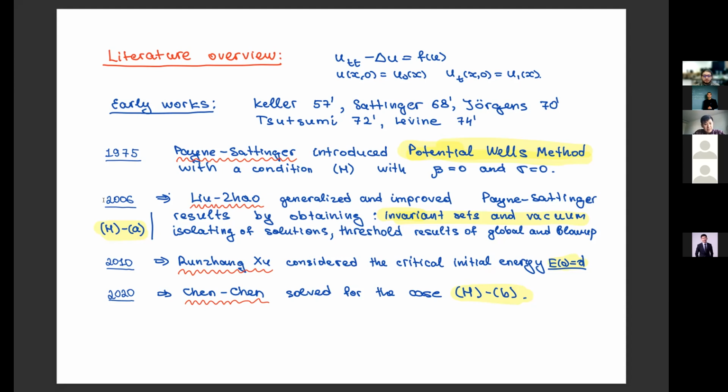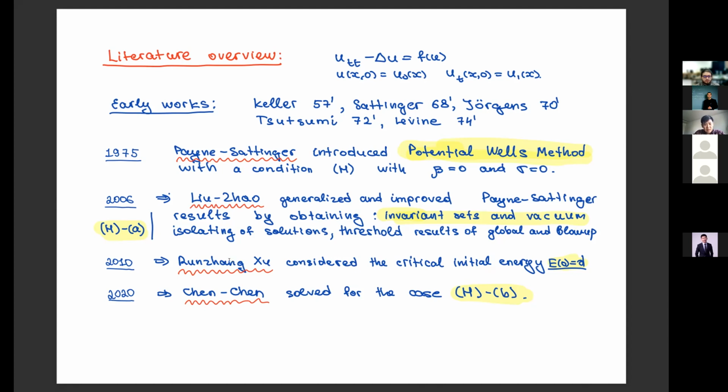Then recently, in 2006, Chinese mathematicians Liu and Zhou generalized and improved Sattinger's results by giving some invariant sets and vacuum isolating of solutions, and some threshold results for global and blowup solutions. They improved a lot on the work of Sattinger, also introducing the family of potential wells, but they proved it only for the HA case.